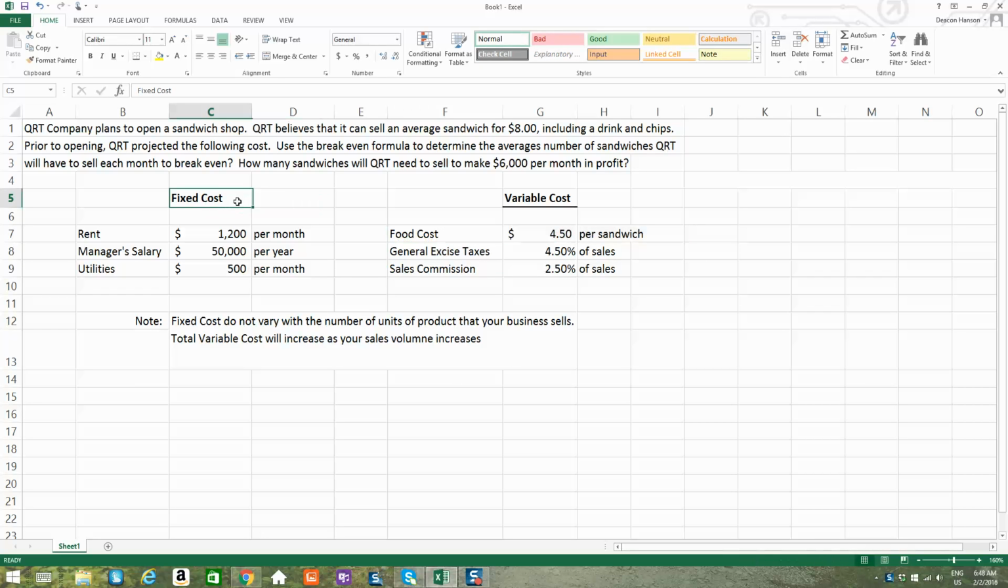Okay, so real quickly, I drafted this out for you as an example. QRT company plans to operate a sandwich shop. QRT believes that it can sell an average sandwich for $8, including a drink and chips. Okay, so the drink and chips and the sandwich ingredients all are part of this food cost per sandwich here in yellow. Okay.